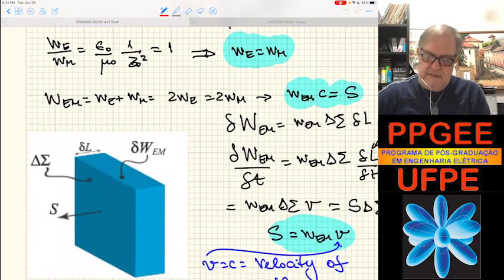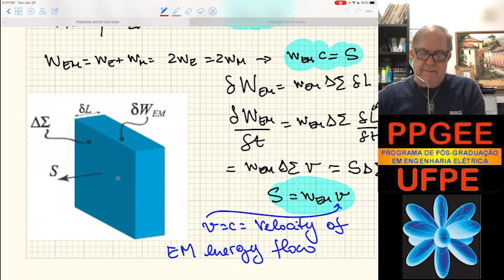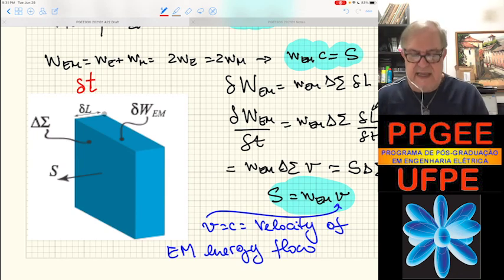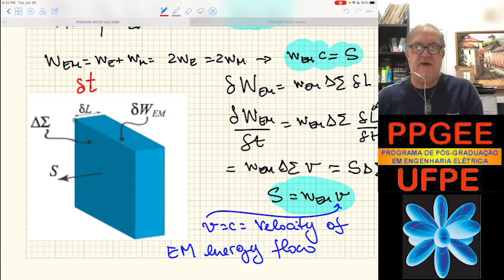Consider this volume in space. Power flows across this area delta sigma. That's the power density S, the Poynting vector. Let's assume that at a given time instant, some energy enters one face of the volume. After some time delta t, the energy comes out. During this time, because of the velocity, the energy propagates a length delta L. So the power comes in and arrives at the other side at a velocity delta L over delta t. What velocity is that?